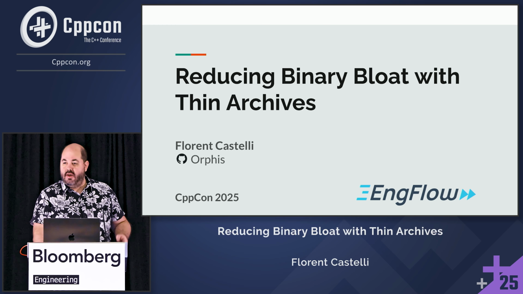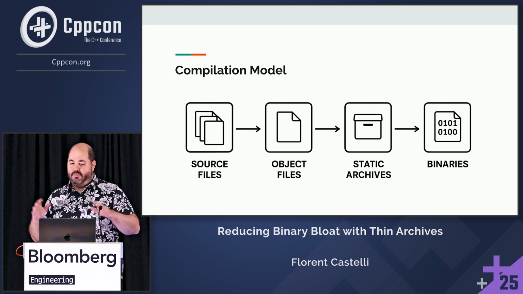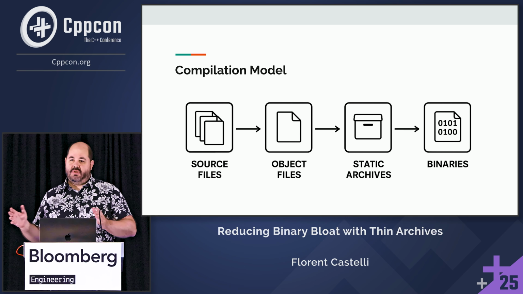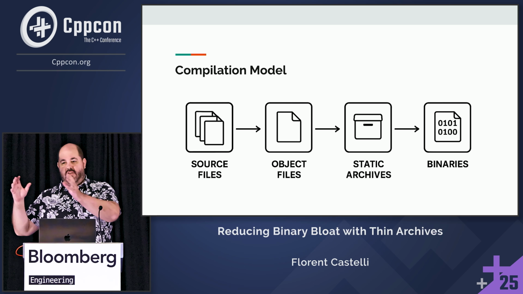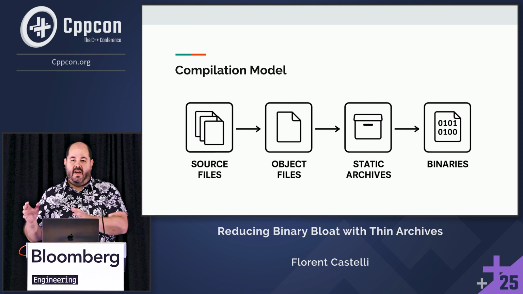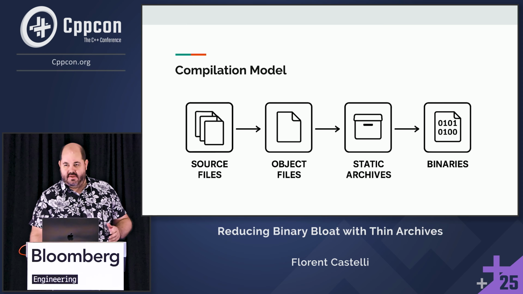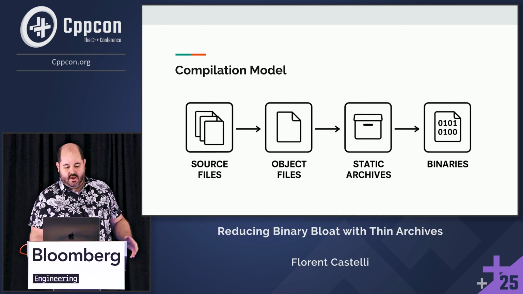So if you look at the compilation model for C++ in general, you take some source files, you compile them into object files, you take those object files, you merge them into static archives, and when you take some object files and static archives, you link them into binaries. That's the basic model.